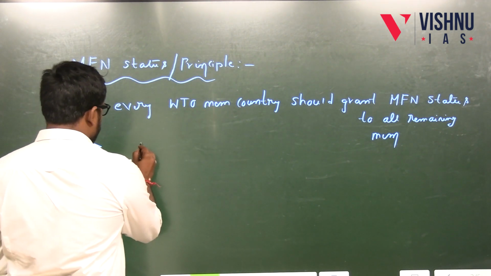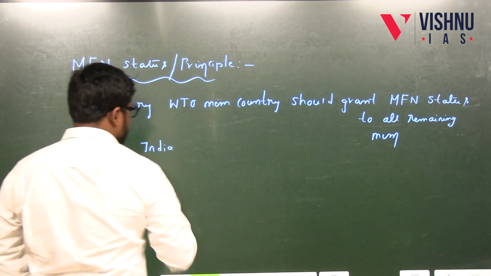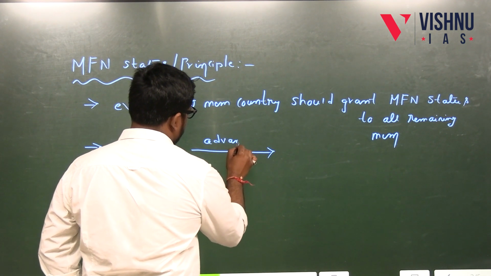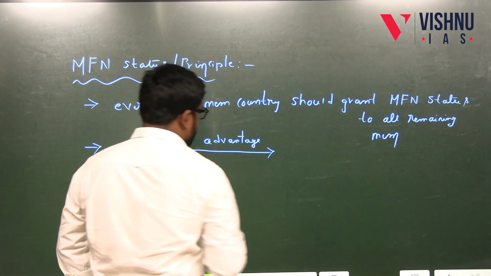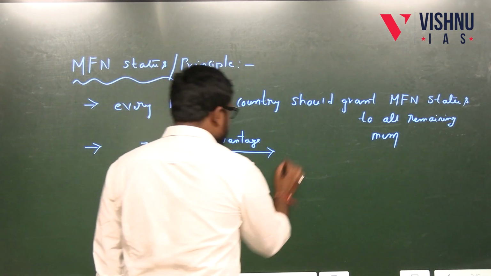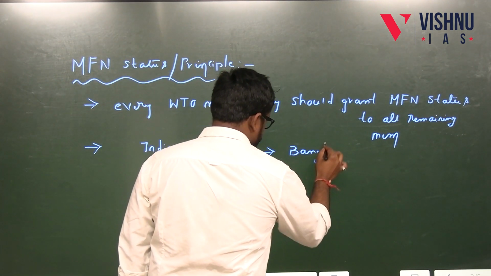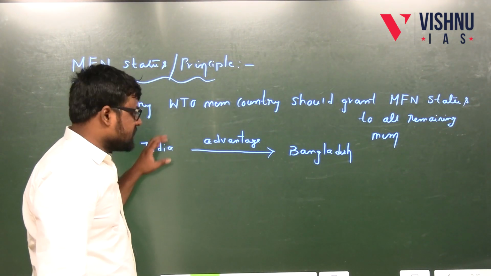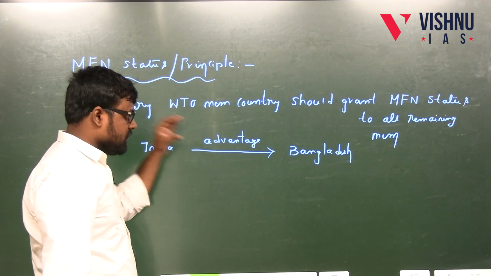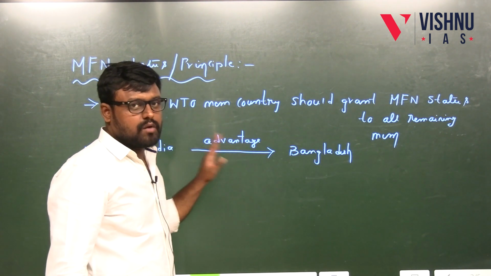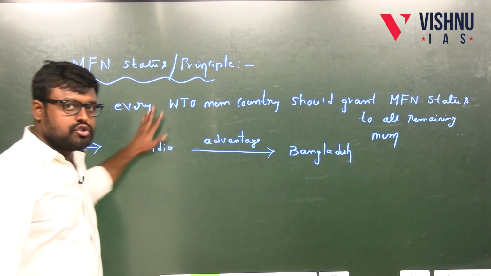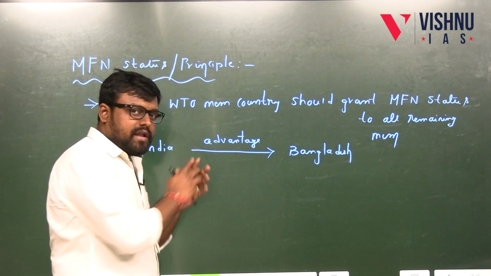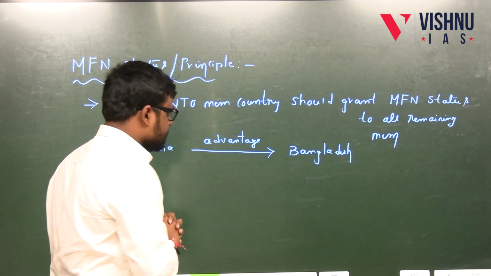Suppose if any country, let us take India, has given some advantage with respect to trade to another country, let us take Bangladesh. So if any country has given some advantage with respect to trade to other country, the same advantage has to be given by this country to all the remaining members of the WTO. Right. So when I said advantage with respect to trade, what is the meaning of that?